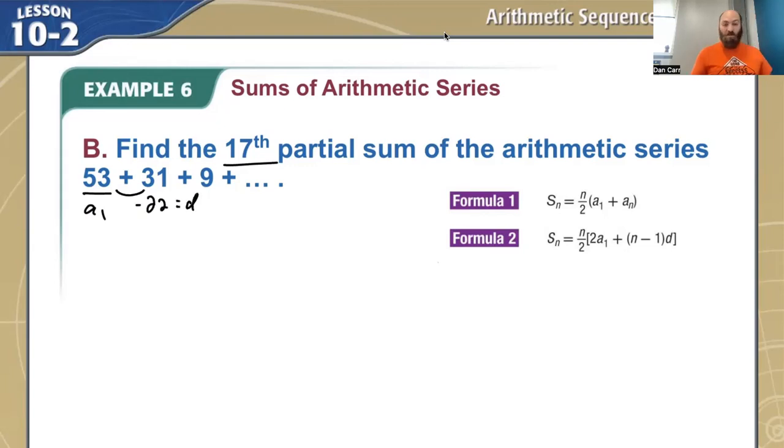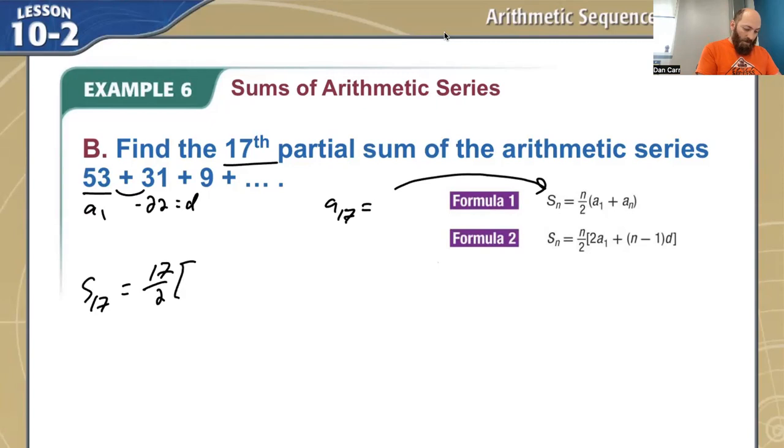That's my common difference. Now, when I set this one up, I could try to figure out what a sub 17 is to figure out what this formula is. But with the second formula, I've got everything I need. So if I want the partial sum of the 17 terms, that is going to be n divided by 2. So it'll be 17 divided by 2 multiplied by 2 times 53 plus 17 minus 1 times -22.